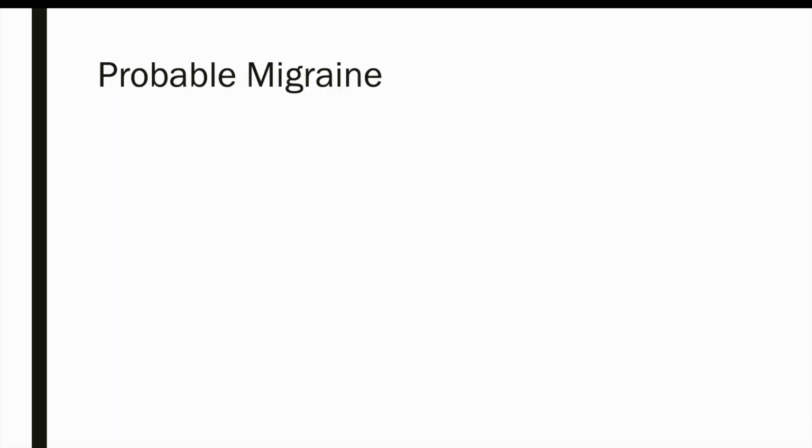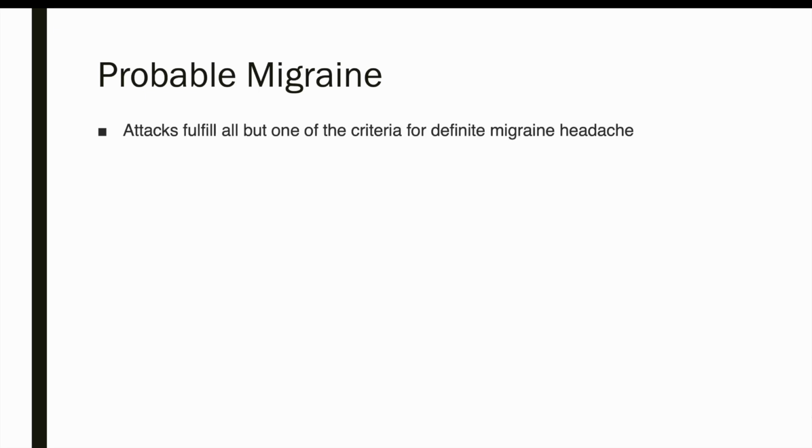And so what's probable migraine? Probable migraine is essentially someone who has most of these associated symptoms, except for one of the criteria for definite migraine headache. As you also can't have another diagnosis that is similar to the quality of the headache you're describing that might meet criteria for a definite diagnosis.